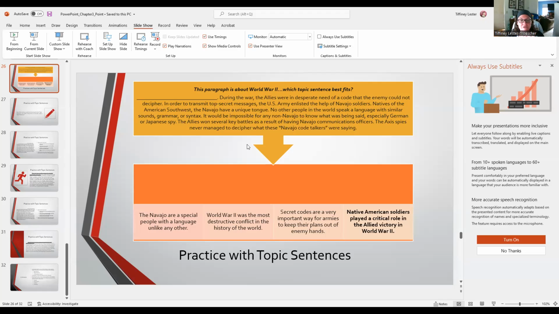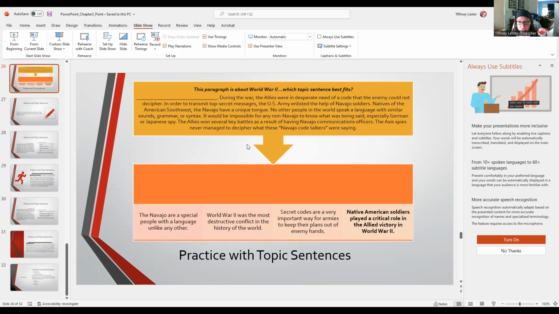During the war, the Allies were in desperate need of a code that the enemy could not decipher. In order to transmit top secret messages, the U.S. Army enlisted the help of Navajo soldiers. Natives of the American Southwest, the Navajo have a unique tongue. No other people in the world speak a language with similar sounds, grammar, or syntax. It would be impossible for any non-Navajo to know what was being said, especially German or Japanese spies. The Allies won several key battles as a result of having Navajo communications officers. The Axis spies never managed to decipher what these Navajo code talkers were saying.